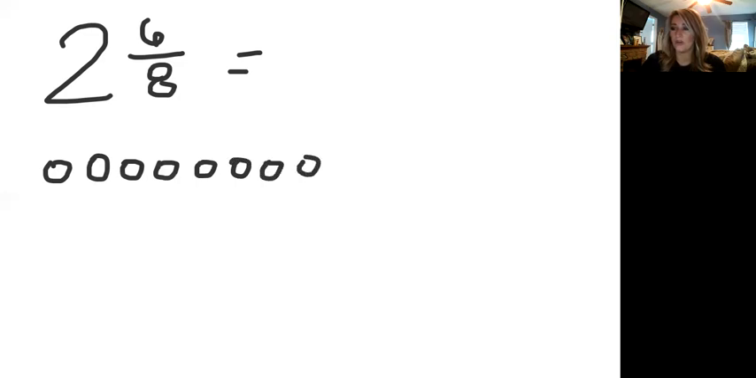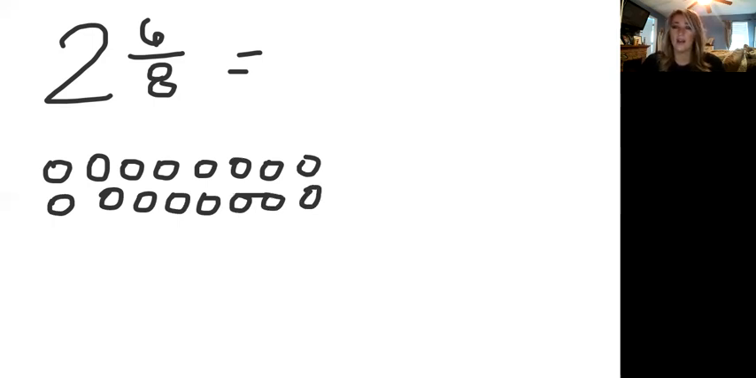So there's 1 whole. There's 2 wholes. And then I also have 6/8 left over. Okay, so that's what that picture would look like. That's a model of 2 wholes and 6/8. And my job is to figure out the improper fraction for that. So an improper fraction is just telling me how many total pieces that is all together.